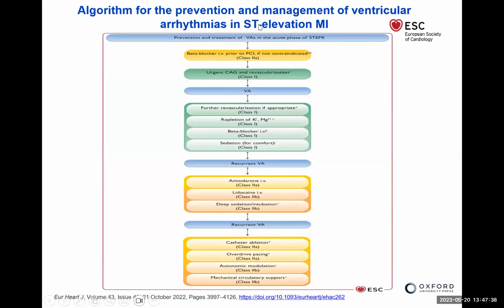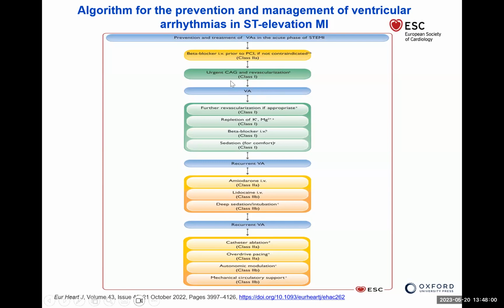Management-wise, in a patient with acute ST segment elevation who has ventricular tachyarrhythmia, they need urgent revascularization. So they should go to the cath lab and have revascularization. Start beta blocker prior to the intervention. It's class 2A if the patient is not hypotensive or in acute heart failure, i.e. does not have contraindication for beta blocker.